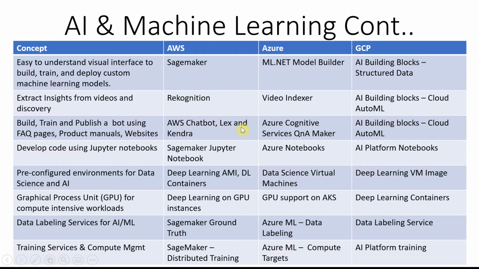AWS chatbot, Lex and Kendra. In Azure it is Cognitive Services QnA Maker. In GCP it is Cloud AutoML. So that's about the bot learning on its own. And next is the category for a developer.